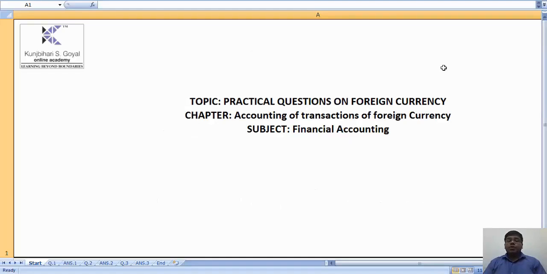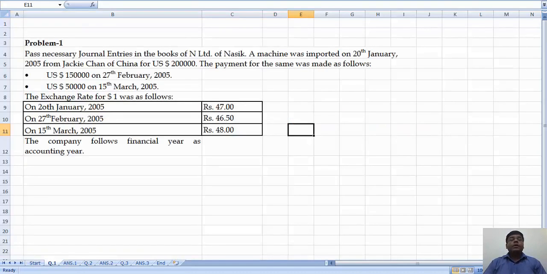Hello students, today we will solve practical questions on foreign currency, that is, accounting of transactions in foreign currency. Question number 1. Pass necessary journal entries in the books of N Limited of Nashik.